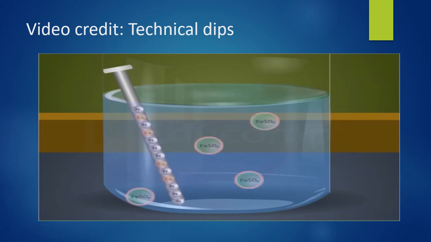The displaced copper then deposits on the iron nails in the form of a reddish-brown coating. Since in this reaction a more reactive metal iron displaces a less reactive metal copper from its compound, it's a displacement reaction.